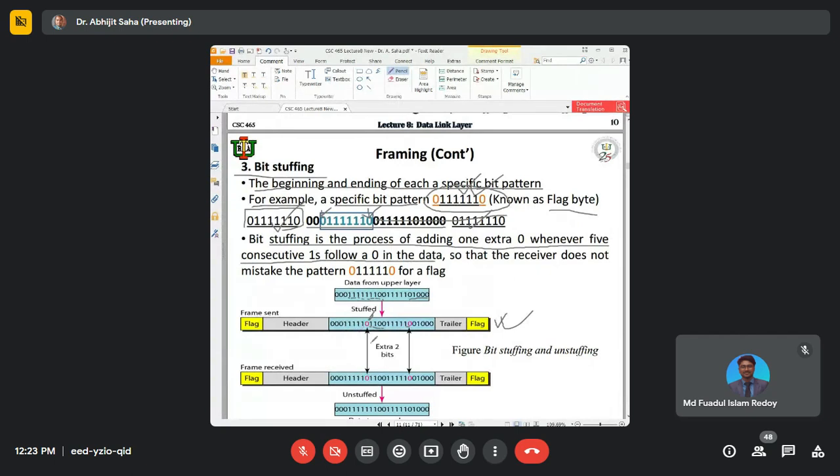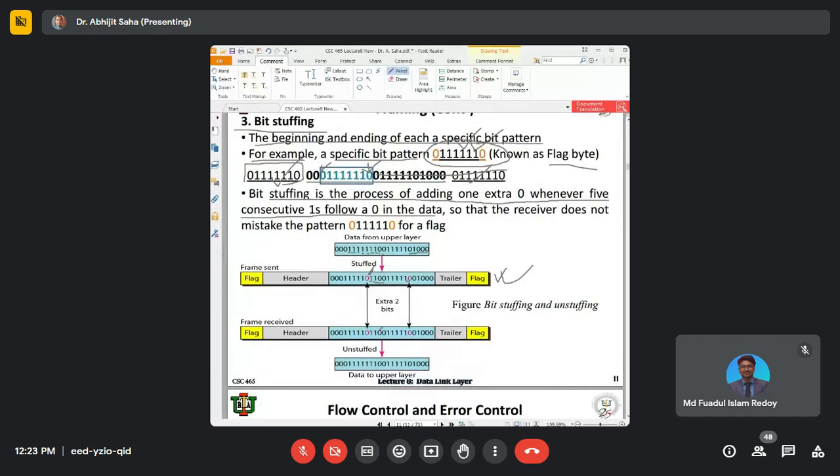He will not count that as an ending flag, because there are not 6 ones consecutively. Now we are having only 5 ones. So when the receiver has received this, and has received the data bits correctly, he then needs to unstuff. That means he is going to remove this zero and this zero that were added, so that he is getting the original data. Is it clear?